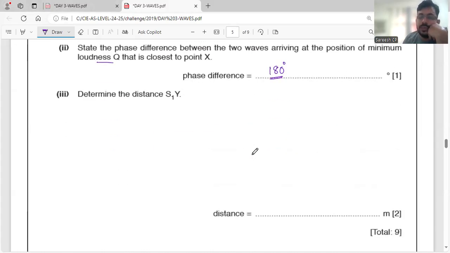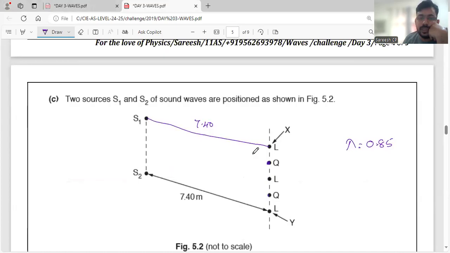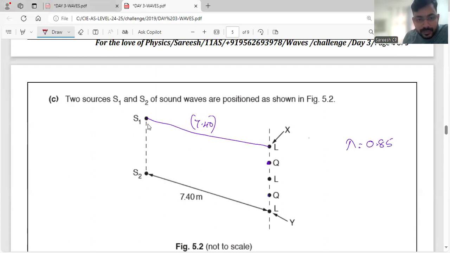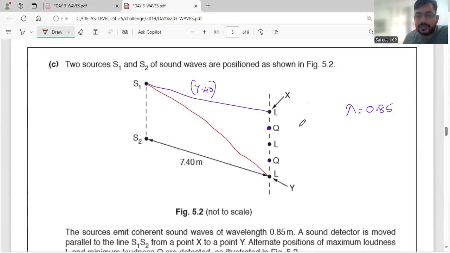Determine the distance S1Y. That's the next one. S1X is equal to 7.40. When I was doing it for the first time, I was also getting a little bit confused. I used different methods to get it, but this is very simple. So S1Y is this red line distance. Here the red waves are going over here, and the wave from S2 is also going over here, and there will be a loud sound.